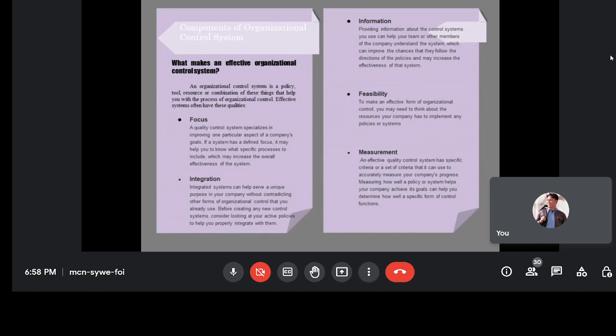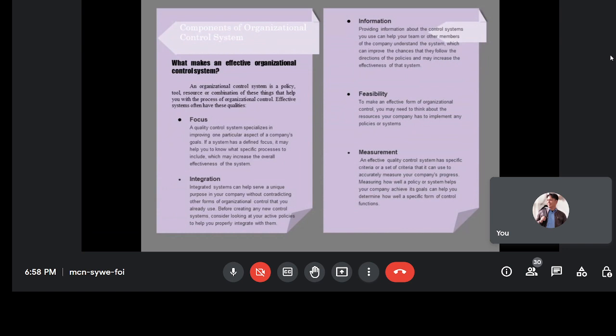Next one is the acceptance. Any form of organizational control requires some degree of acceptance from all the members of the company or the organization. When people accept a control system, they are more likely to follow the policies, which can improve how well the system functions. Next is the information.